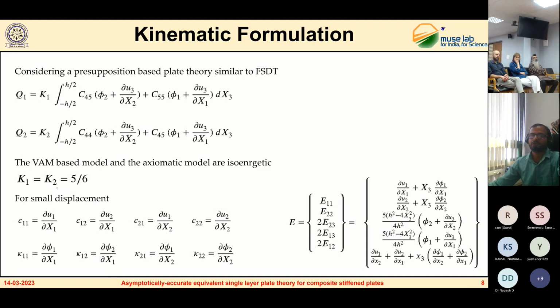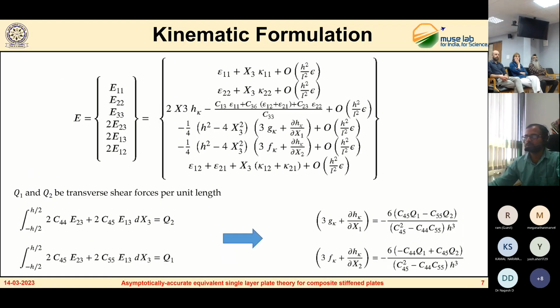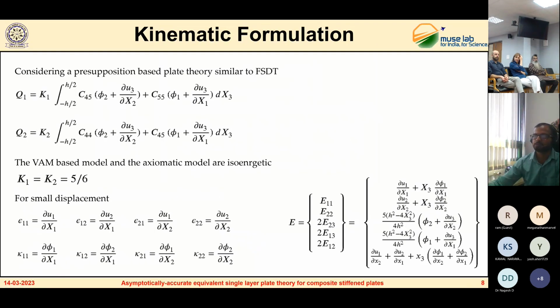So we substitute K1 and K2 in these two expressions, and then we substitute Q1 and Q2 here, and finally we substitute these two expressions here to eliminate the higher order derivatives. The final expression for the strains we get is in this form, as shown here.